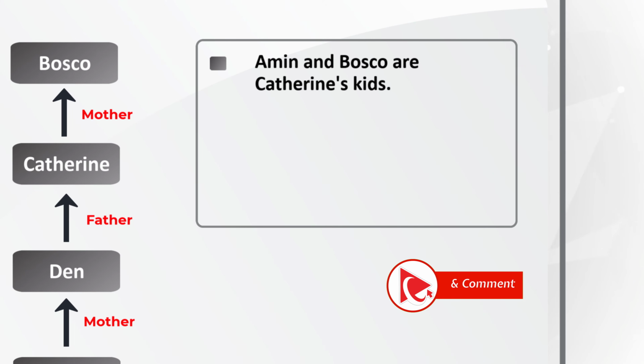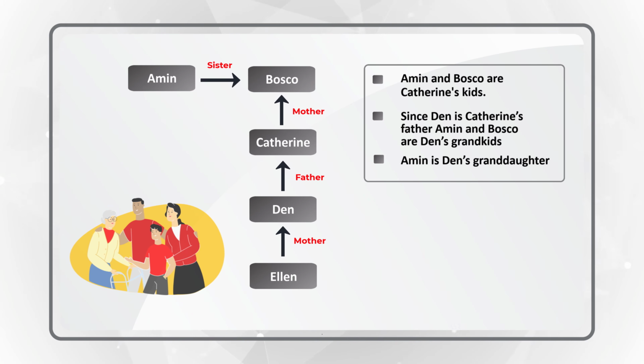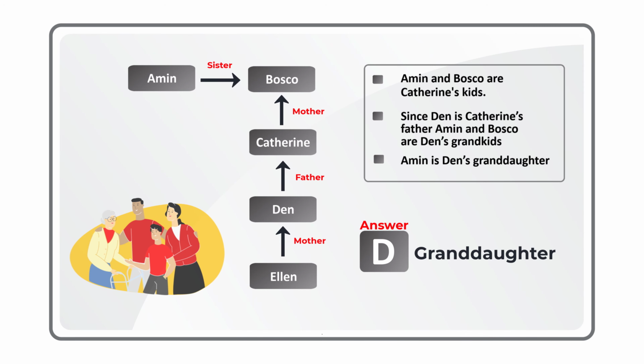Amin and Baska are Catherine's children. Since Dan is Catherine's father, Amin and Baska are Dan's grandkids, which means that Amin is Dan's granddaughter. So the correct choice here is choice D, granddaughter.